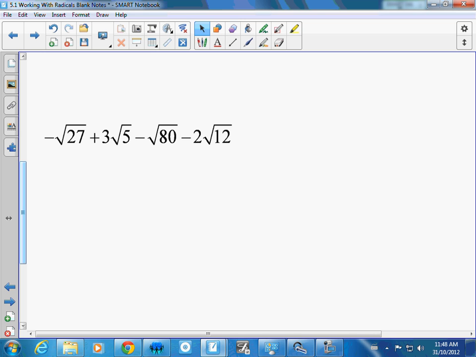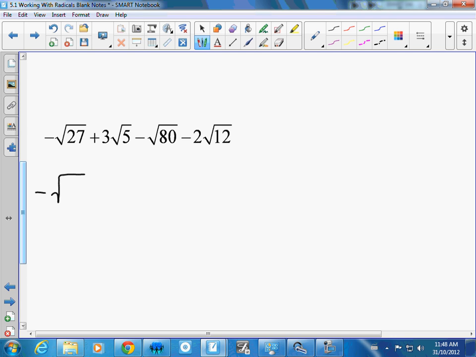Okay, now look at this, guys. First off, are any of these like radicals? What do we got? Root of 27, root of 5, root of 80, root of 12. Are any of them like radicals? No, okay. That doesn't help. So let's simplify these as much as we can to see if there are any like radicals. So let's do 27. Let's do that one first.